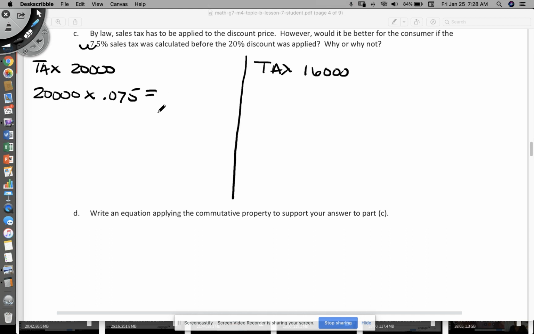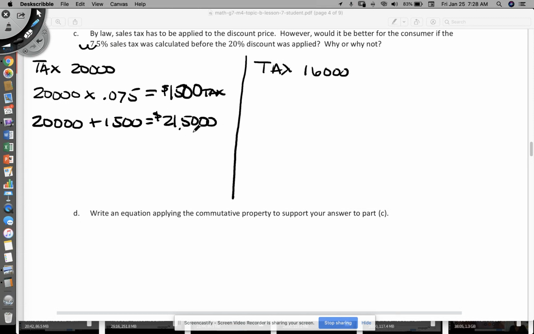All right, and now 20,000 times 0.075, if we do that on a calculator. So hold on, my calculator died on me all of a sudden. 20,000 times 0.075 is going to give us $1,500. Okay. Now, $1,500, this is my tax, which means I need to add this money back in. So we're going to say 20,000 plus 1,500 gives me my full sticker price of $21,500.